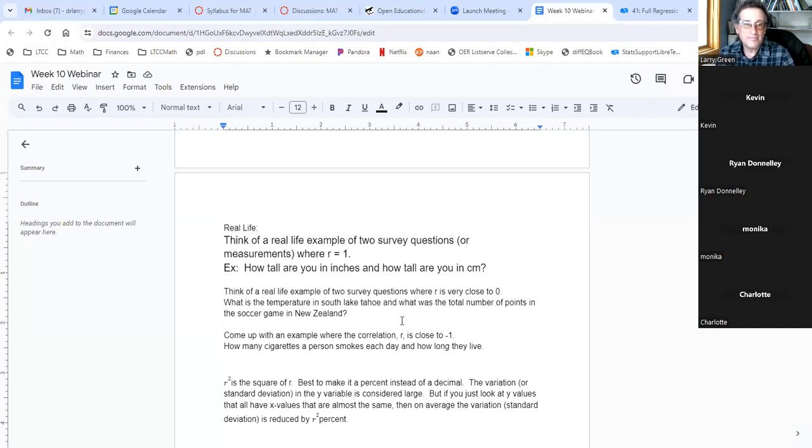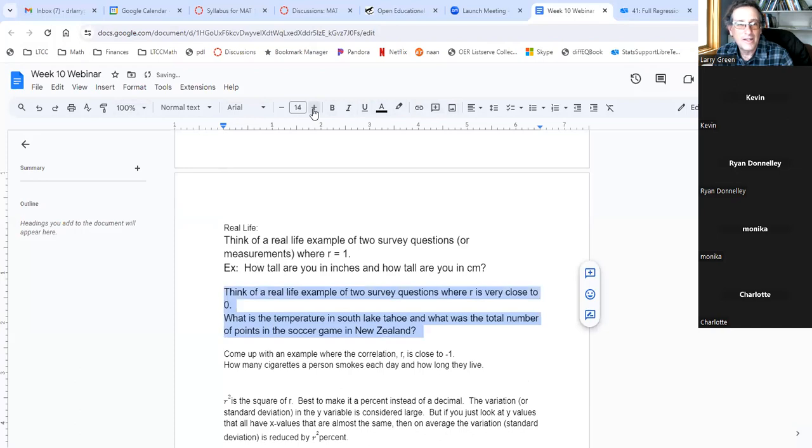Okay, so now let's come up with the next one. Let's see if we can come up with a real life example. I'll do mine and I'm going to let you do yours after. I've already done a few, but we'll do more.